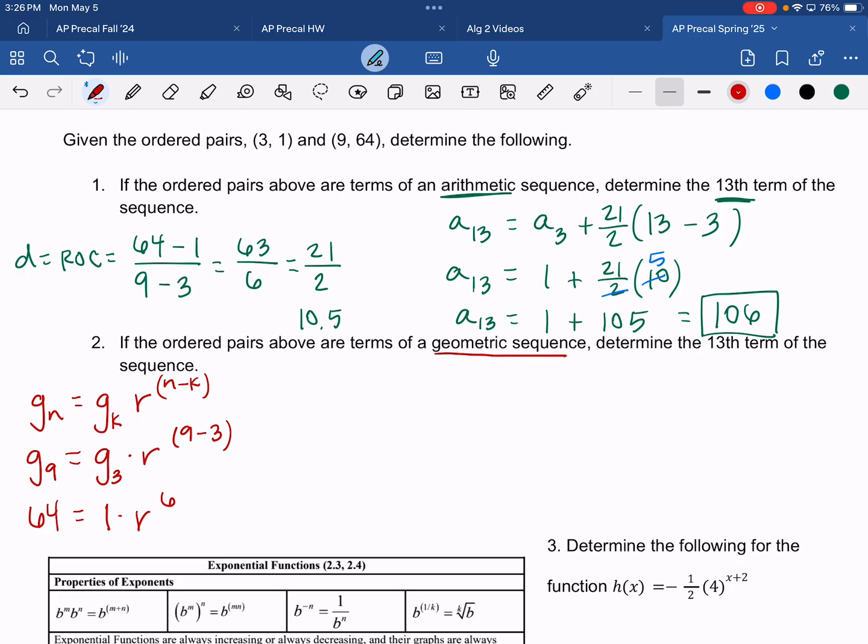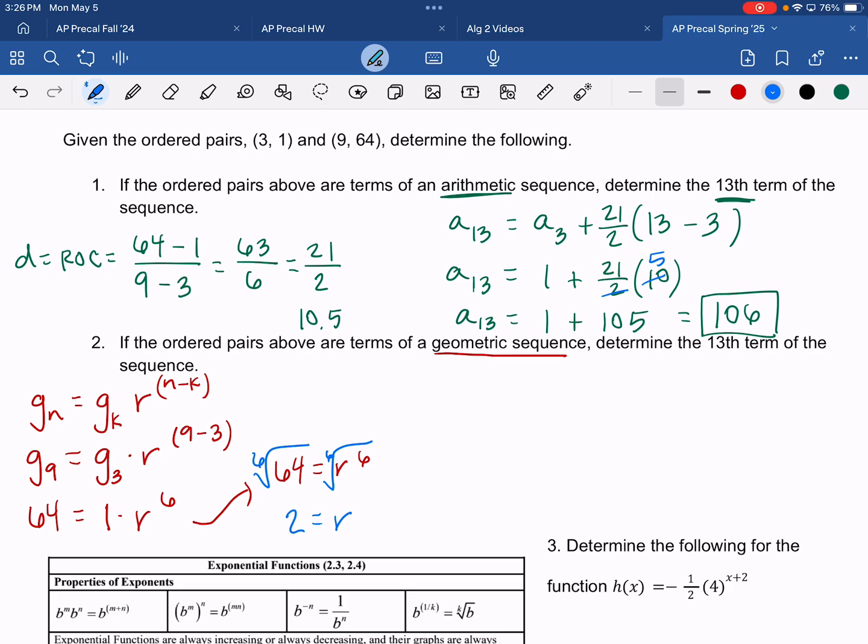Okay, and then let's solve for R. 64 is R to the 6th. Okay, it takes 6 what's to multiply to 64? Yeah, 6 2's. If you don't remember, if the numbers are too crazy, it would be on the calculator part. I feel pretty confident.